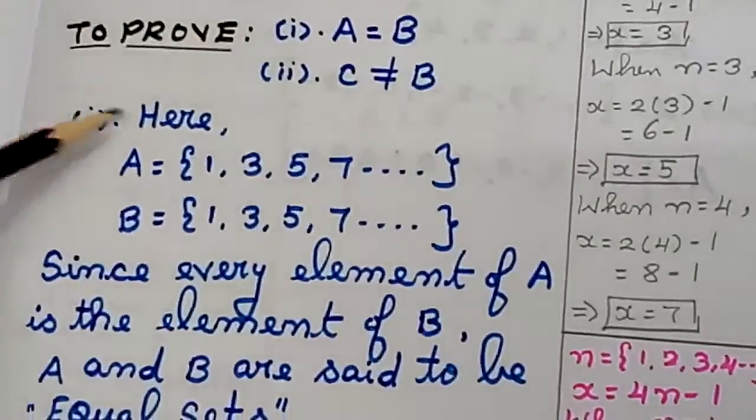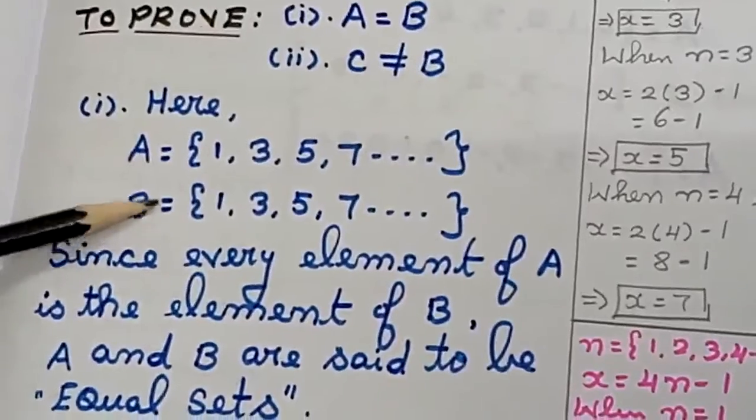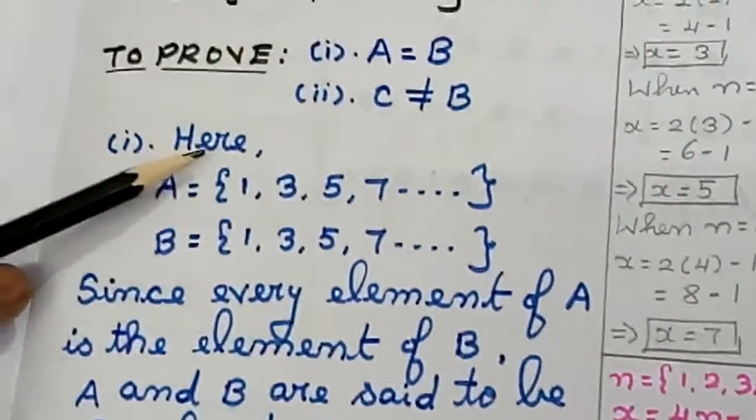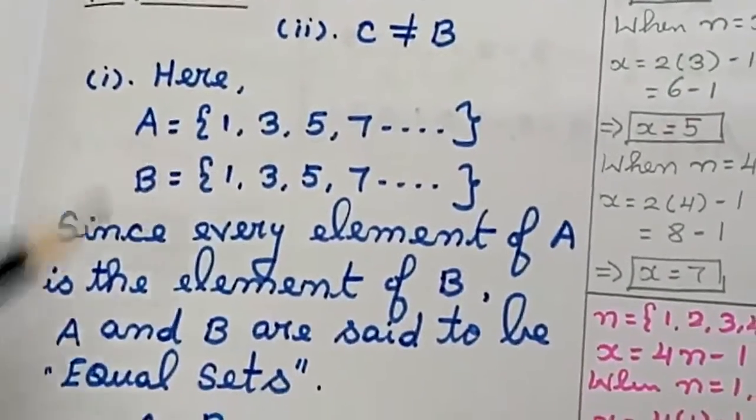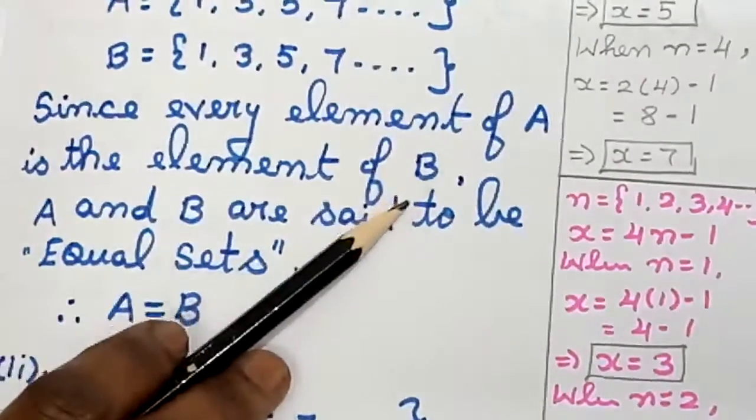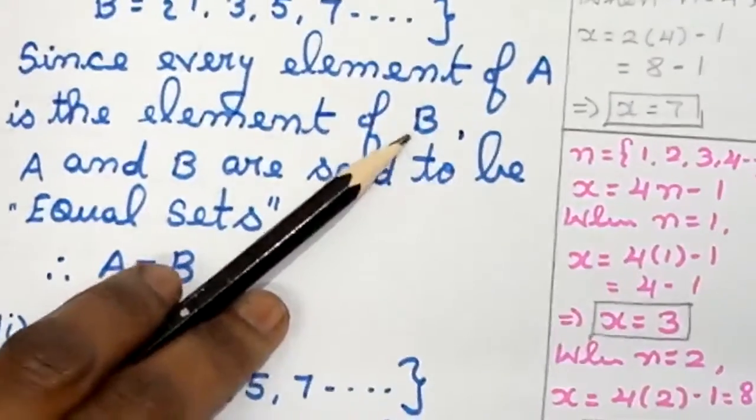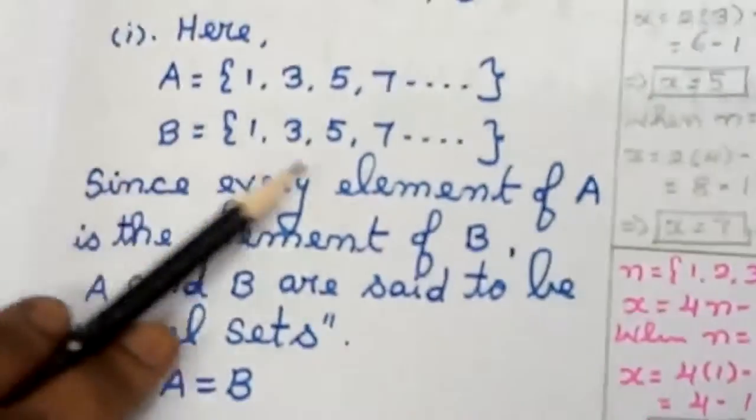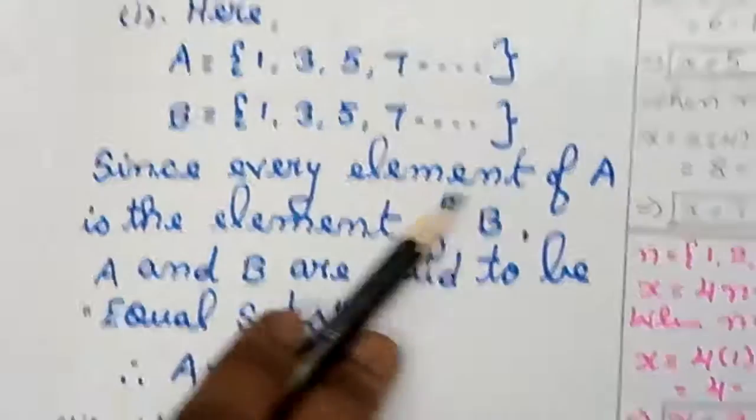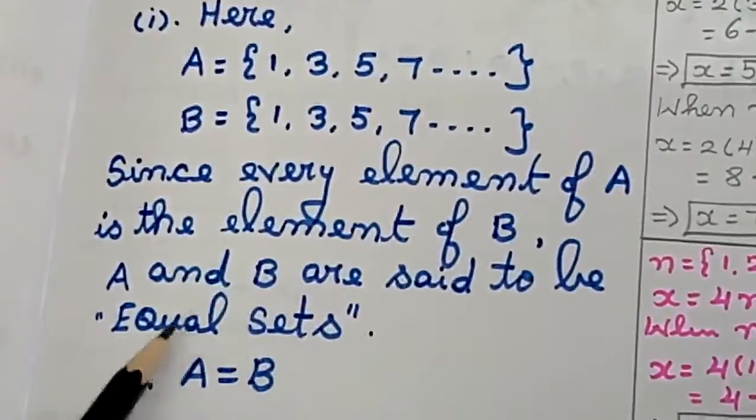The first one, I am going to take the sets A and B. While I am checking A and B, both the elements are exactly the same. They are identical to each other. That is, since every element of A is an element of B, both are exactly the same, but the set notation is different. A and B, but the elements are same. That is the statement given here, students: since every element of A is an element of B, A and B are said to be equal sets.